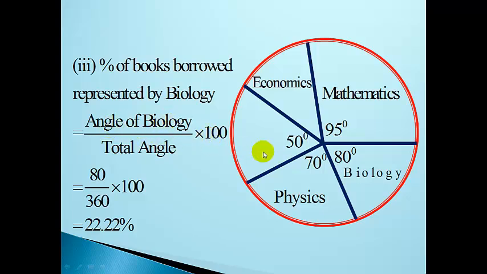The angle of biology is equal to 80 from the diagram as shown. So we divide the angle of biology, that is 80, by the total angle, that is 360. So 80 divided by 360 times 100 will be equal to 22.22%. So that is the percentage of books borrowed that represent biology. The answer is 22.22%.